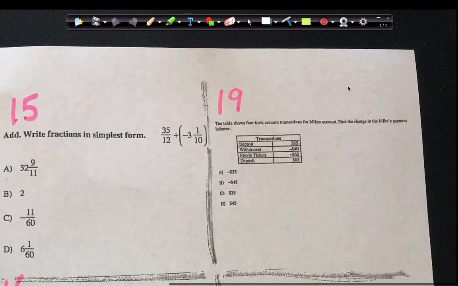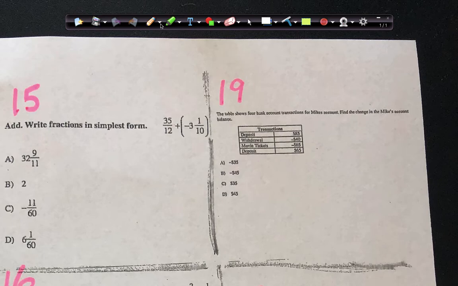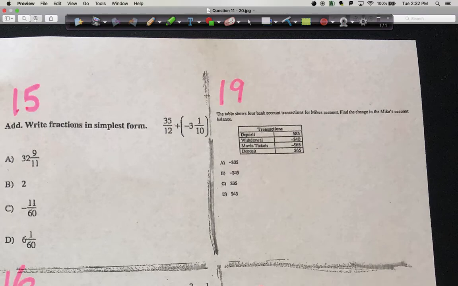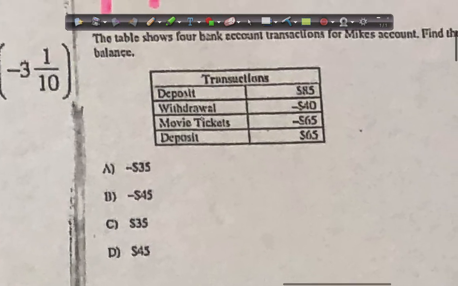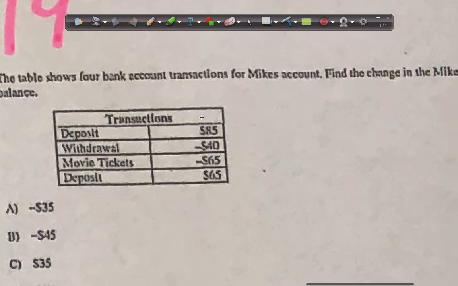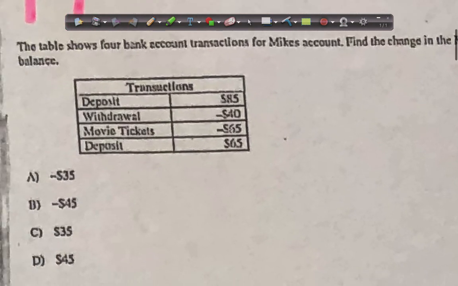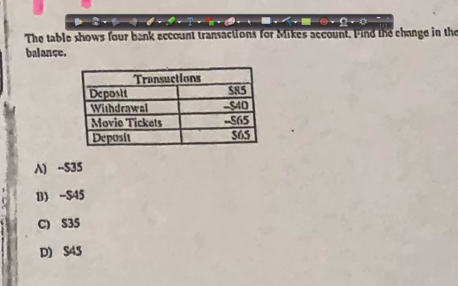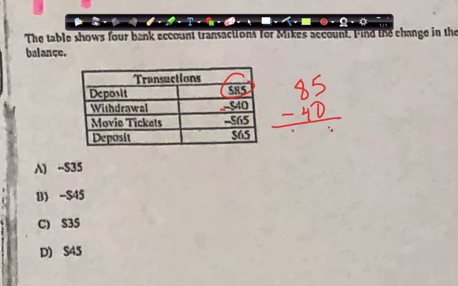Let's go up here to problem number 19, and we'll zoom in even further. It says the table shows 4 bank account transactions for Mike's account. Find the change in Mike's account balance. So here's what he did. He added $85 right there. Deposit means add. And then he withdrew, and so they show a negative with the withdrawal. So we'll subtract 40. And so if he did this in order, he was at $45.